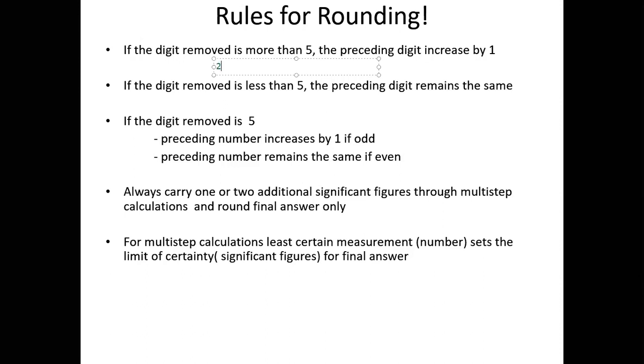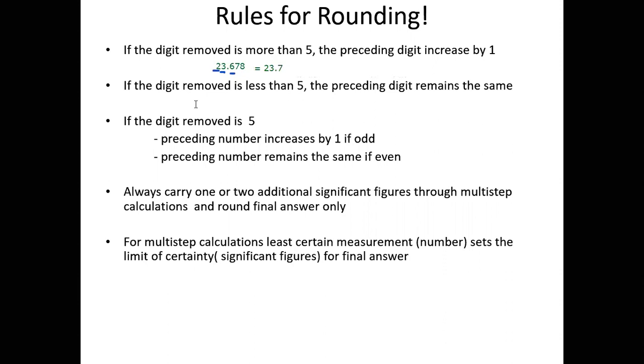So for example, we have 23.678, and we want to round this to 3 significant figures. 1, 2, 3. After the 6 is a 7. So since 7 is greater than 5, we're going to increase the 6 to 7 and drop the remaining digits. So this would become 23.7.